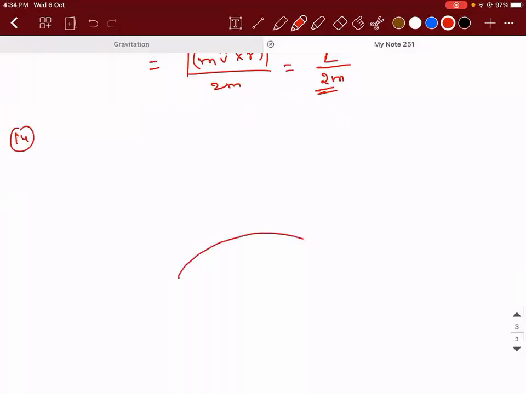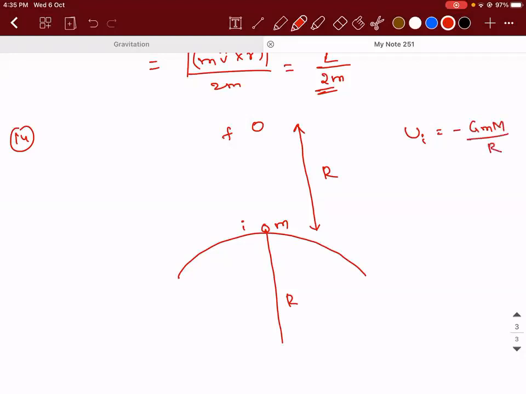So if I take this to be the object, initially the object would have been on the surface of the Earth. This is of radius R. This is of mass m. Now the object is lifted to a height of R above the Earth's surface. So initial, final. What is the initial potential energy? Minus G m M upon capital R. U final is minus G small m into capital M upon 2R.